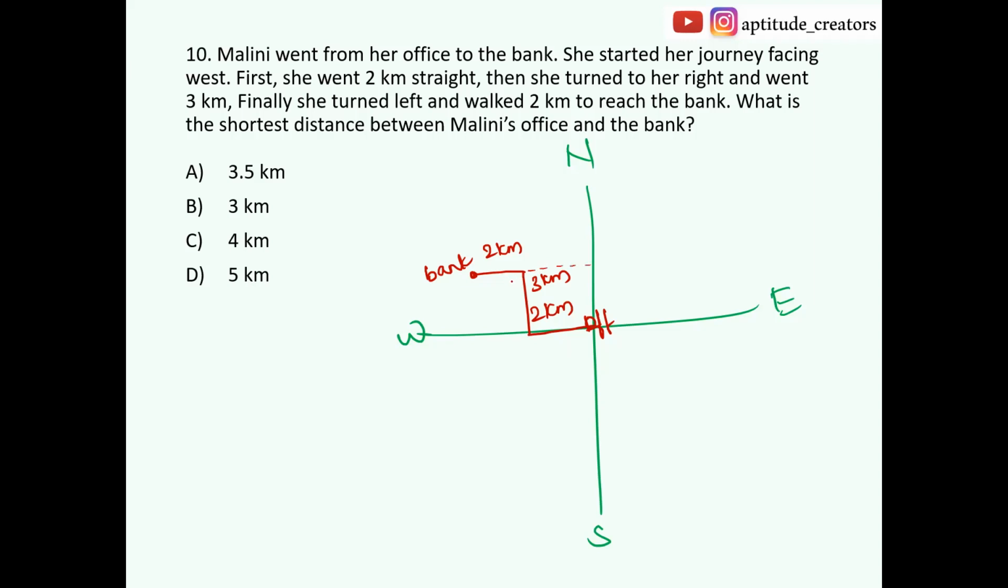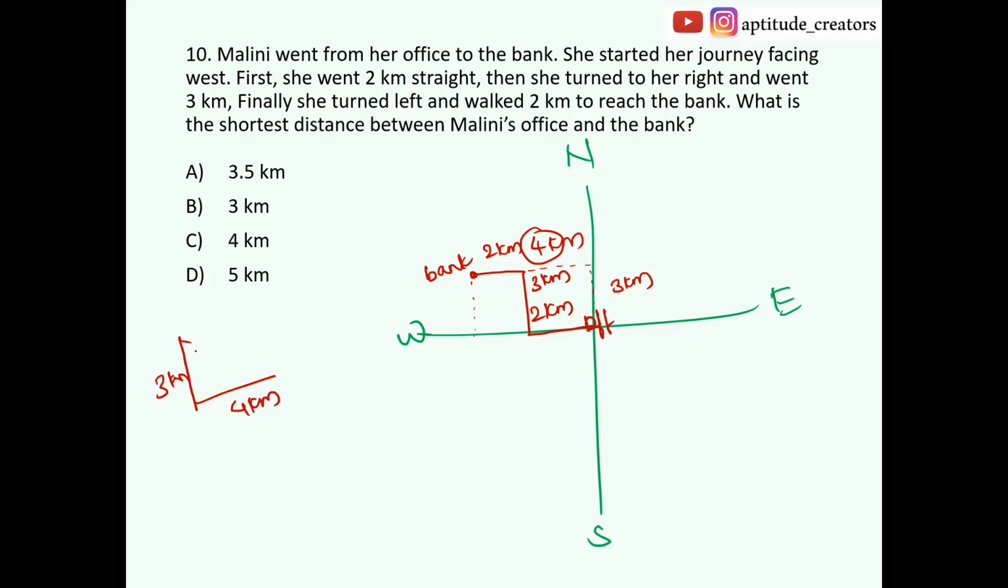Now, what is the total distance here? 2 plus 2, it is giving the result as total 4 kilometers. Now, what is the distance here? This distance is 2 kilometers, 3 kilometers, correct? This is also we can consider as 3 kilometers, correct? Now, apply Pythagoras theorem rule. It will look like this, correct? Total 4 kilometers, and here we can see 3 kilometers, and this is 4 kilometers.